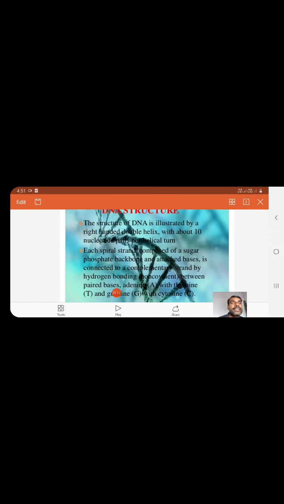See, the structure of the DNA is basically a double helix, which contains nucleotides. Each spiral strand is composed of a sugar-phosphate backbone, and the attached bases are connected to the complementary strand by hydrogen bonds. And the DNA has purines and pyrimidines like adenine and guanine, thymine and cytosine. See, these are the common structure.